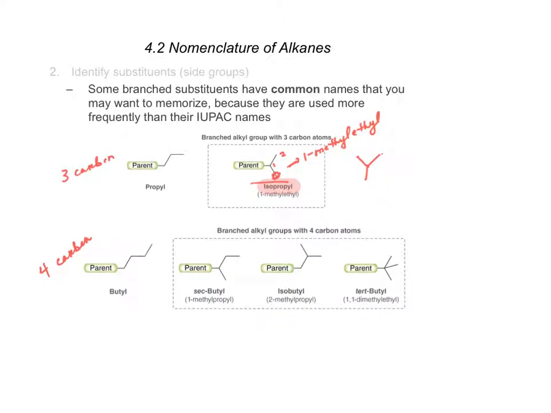So the first one is, I think, the one that we just dealt with. This is sec-butyl. Now we have dealt with a different one. So sec-butyl has a chain of 1, 2, 3, and then it has a methyl group right off the 1 carbon. So this would be 1-methylpropyl as a real name.